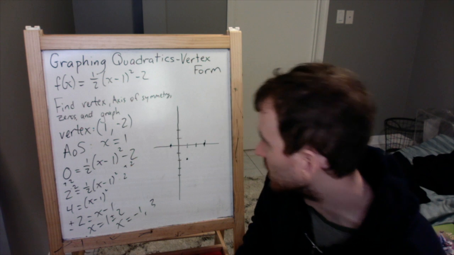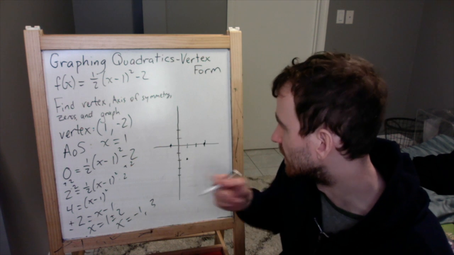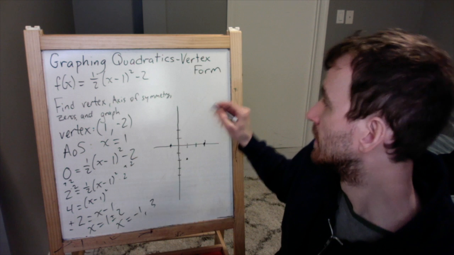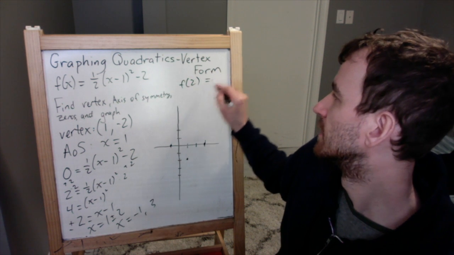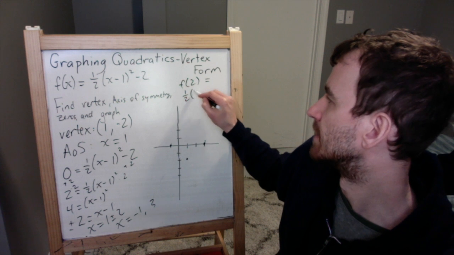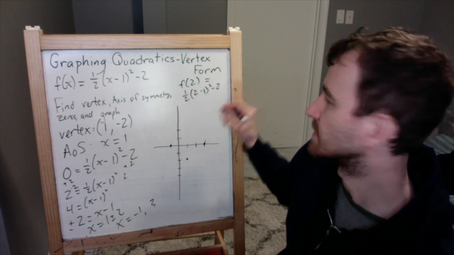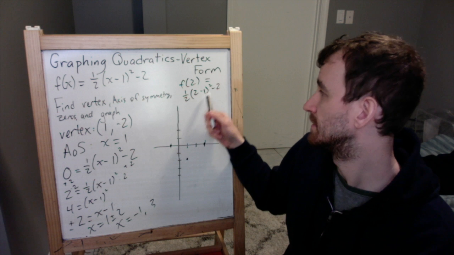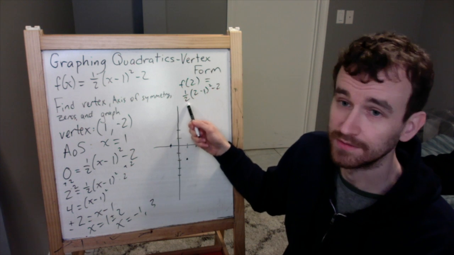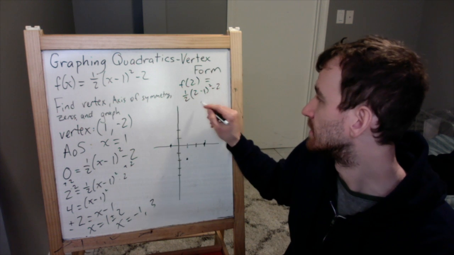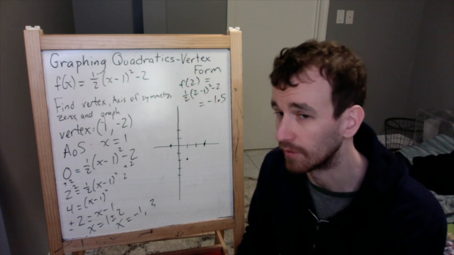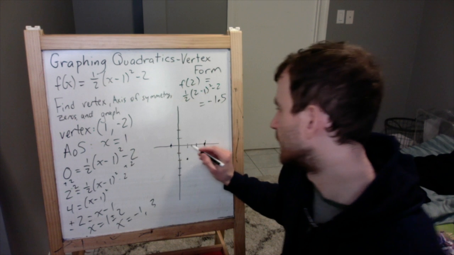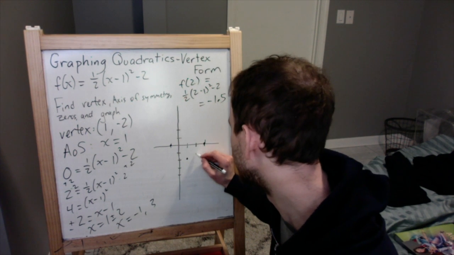And we can go ahead and plug in whatever we want. We can plug in 2. So f of 2 is going to be 1/2 times (2 minus 1) squared minus 2. 2 minus 1 is 1. Squared is 1. Times 1/2 is 1/2. Minus 2 is negative 1.5. So we have the point (2, negative 1.5).